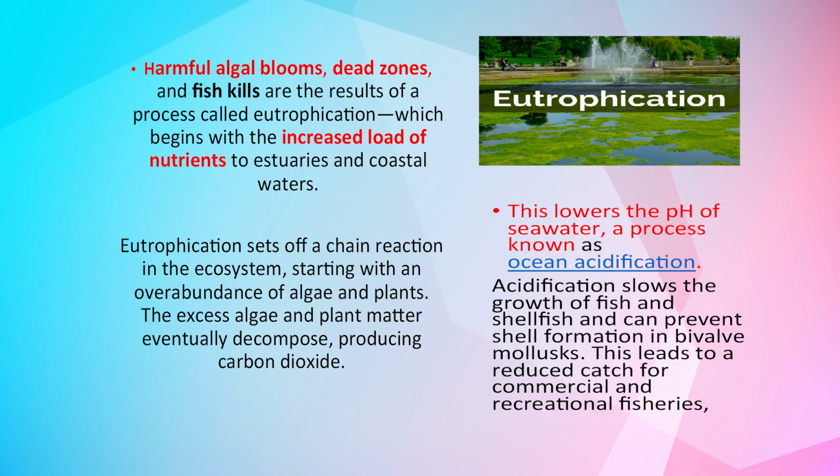The second very important example of this is ocean acidification. It lowers the pH of seawater. Acidification slows down the growth of fish and shellfish and can prevent shell formation in bivalve molluscs. This leads to a reduced catch for commercial and recreational fisheries.